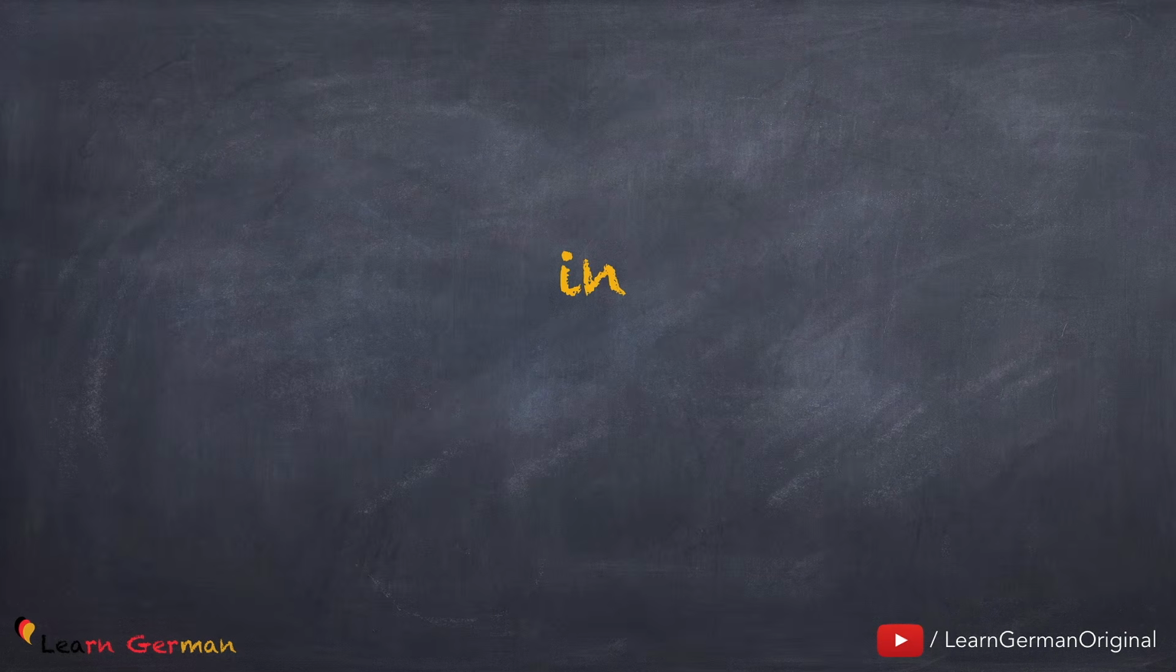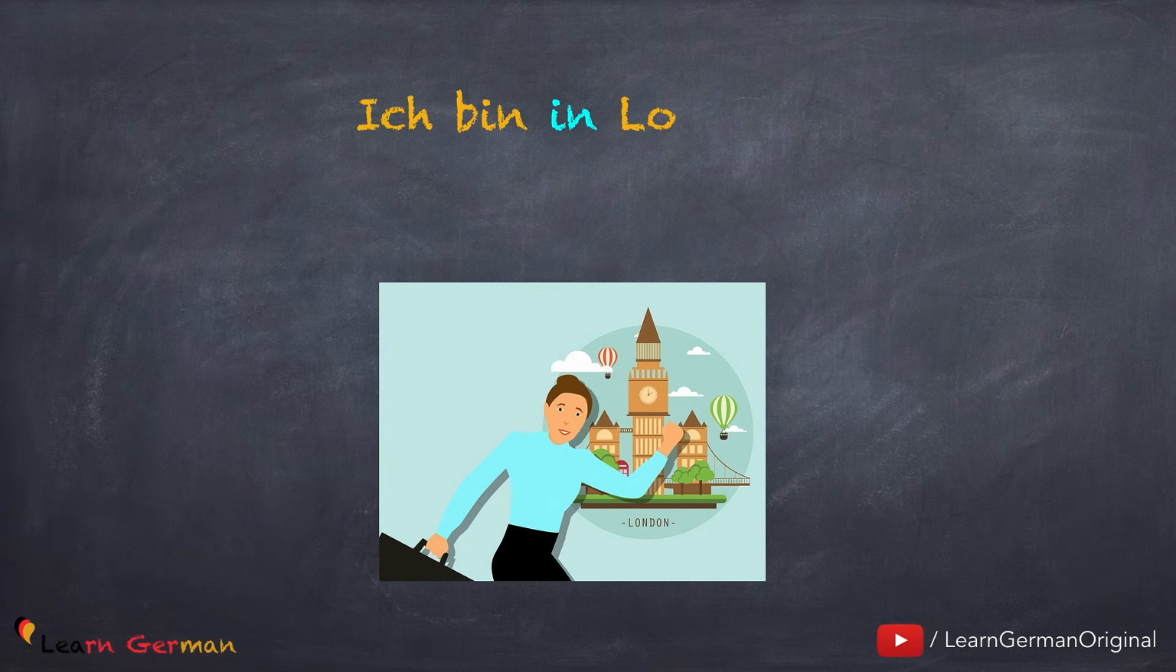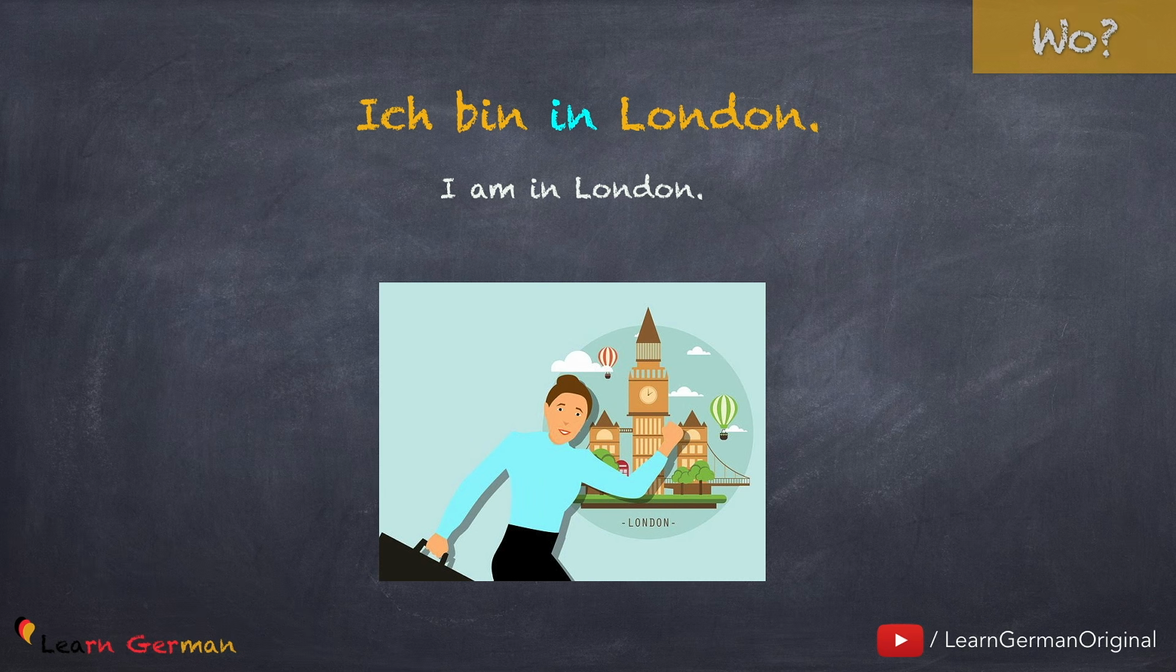The next preposition is in. Here's the first use. With Land oder Stadt. And here's the first example. Ich bin in London. In this case, we are talking about position and not movement. So you will ask wo. With a city, you will use the preposition in.